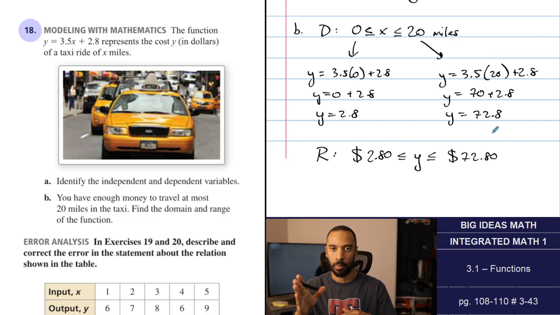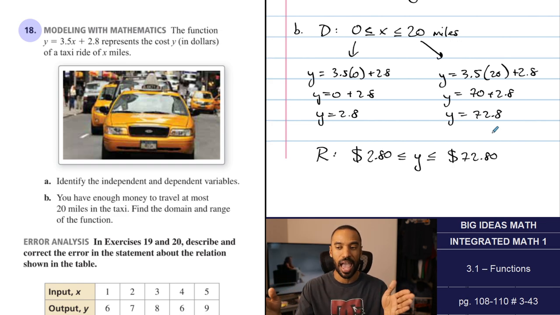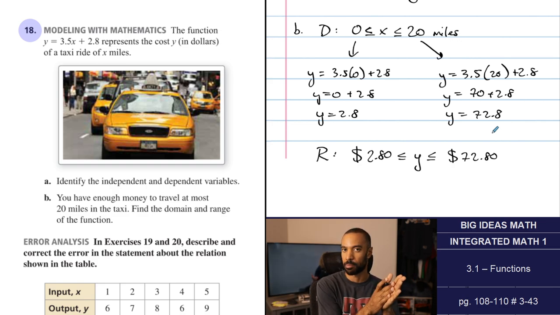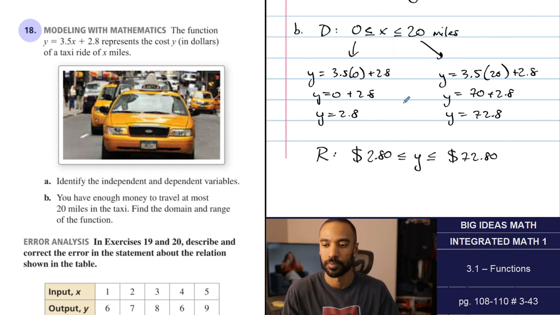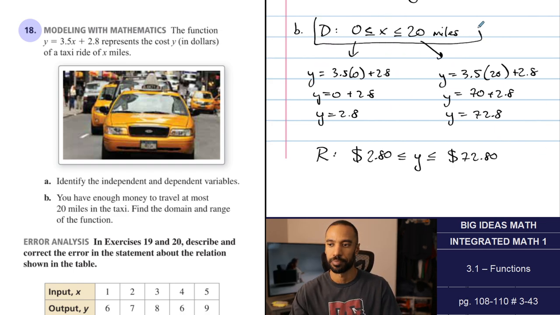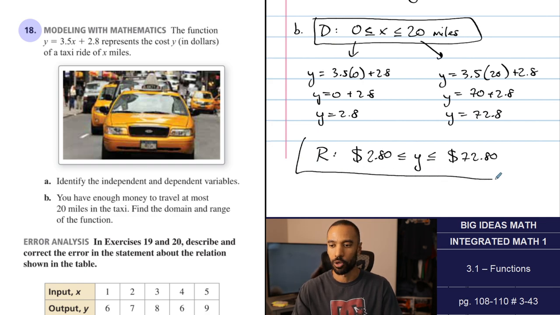Now, it can hit anything in between, and that's why I'm not writing this as a list. It's not mile 1, mile 2, mile 3, mile 4 as a list, because you can do mile 7.18 and then you're spending that much money on it. So you're going to hit every dollar amount leading up to there, and cents, based on this travel amount. And that's your domain, that's your range. So a little different question from number 17, I suppose. It's a continuous relation.